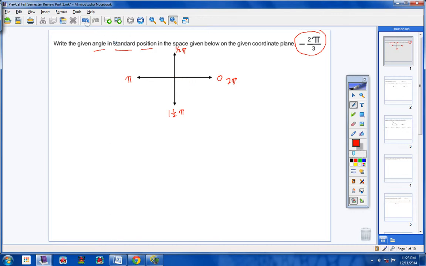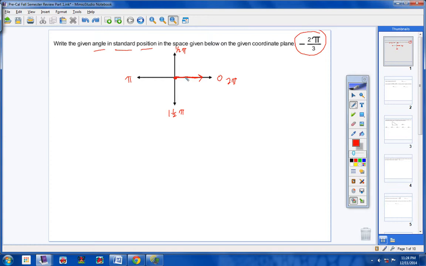So first of all, when you go to draw this angle in standard position, remember the initial side always starts here on the x-axis, and then you're going to rotate negative, so you're going to rotate down. Now, as you rotate down, you want to go to 2 pi over 3 radians, okay? Now think about that, students.